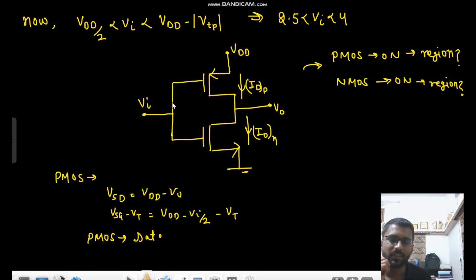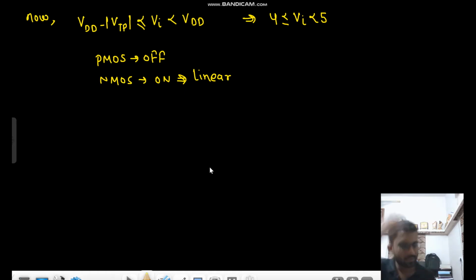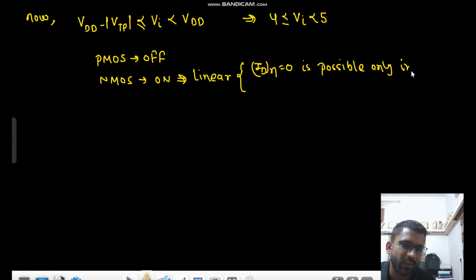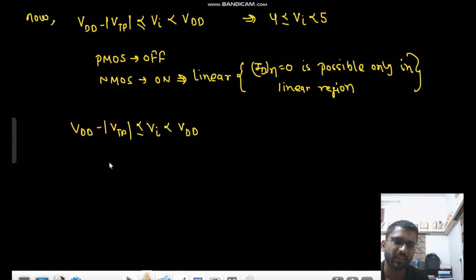Right? See this. Here if we have 4 volts, and here if we have something greater than 4 volt, let us assume 4.1 volt. So your PMOS will be off and your NMOS will be on. For 4 volts it will be on, but this PMOS will be off, right? At 4.1 it will be off. So PMOS will be off and your NMOS will be on. Now what will be the region of operation? Tell me. Linear, right? Because the current is 0, ID n equals to 0 is possible only in linear region, right?